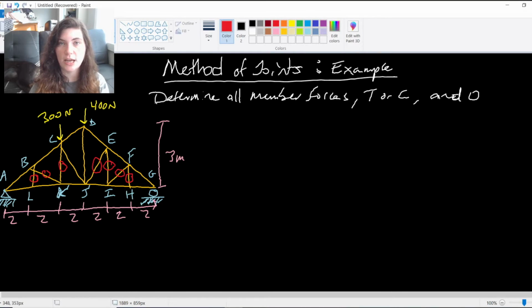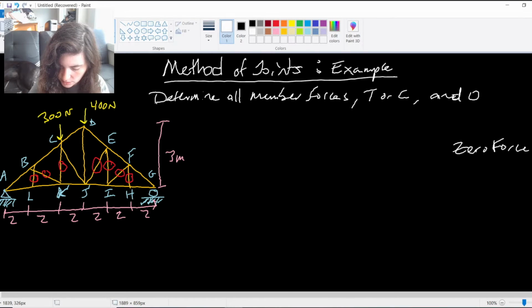Again, we already know CJ and DJ are not zero force members. They're going to be bearing some of the load. But out of our 20 some odd members, we've now been able to eliminate 7 of them just by saying, okay, these ones are going to be the zero force members. I don't actually need to take these into account. In my final answer, I can say that these are my zero force members and list them out.